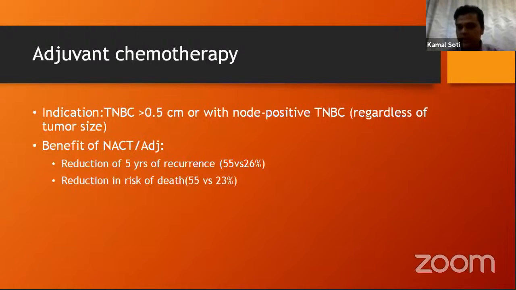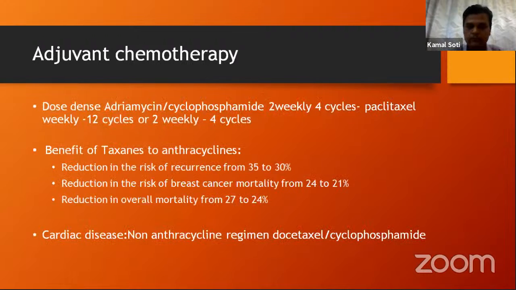So especially in triple negative breast carcinoma, as compared to other hormone receptor positive cancers, whenever we give chemotherapy, it is always beneficial, whether we give it before the surgery, that is called neoadjuvant chemotherapy, or after the surgery, that is called adjuvant chemotherapy. In both cases, it has been shown that the 5-year risk of recurrence of the cancer, or the risk of death, is less, especially when we give chemotherapy to a triple negative breast carcinoma.